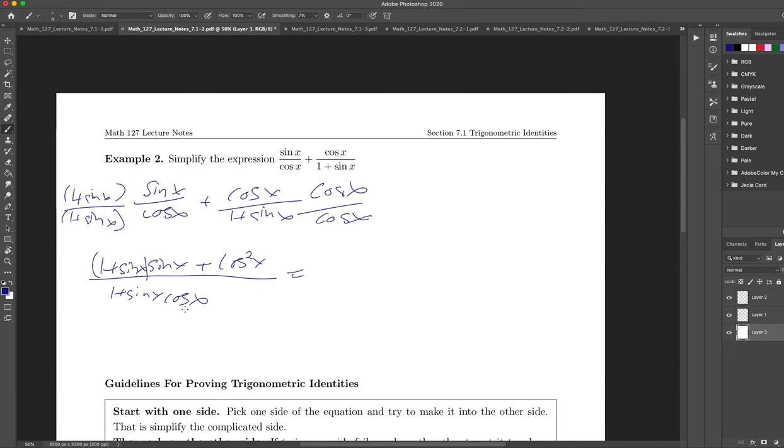Alright, so let's go ahead and work through this. Let's go ahead and distribute this. So I'll have 1, so I'll have sine of x plus sine squared x plus cosine squared x, all over 1 plus sine of x cosine x. And so here I'm just distributing the sine into here. So I get sine of x. Notice that sine squared plus cosine squared is 1. Okay? So this is equal to 1.